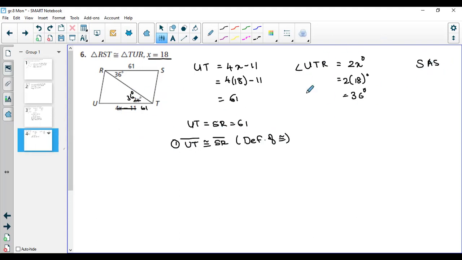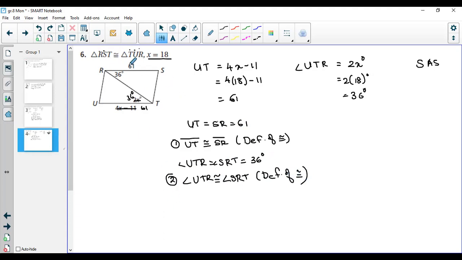So let me talk about the angle next. That's going to be angle UTR is equal to which angle? If you have a problem, follow this order. UTR means here it's going to be SRT, right? Angle SRT, which is equal to 36 degrees. So my second statement of proof is going to be angle UTR is congruent to angle SRT because of what? Because of the definition of congruence.